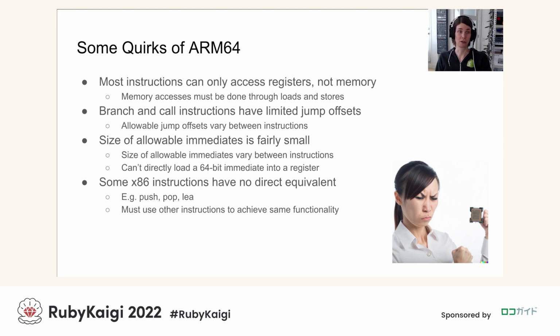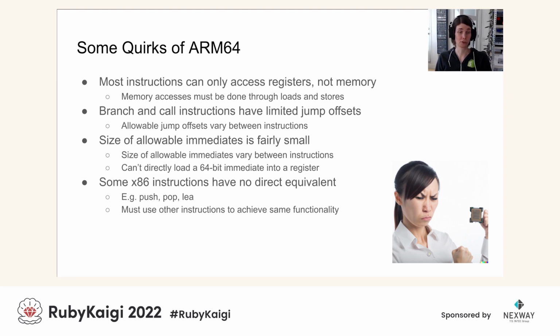x86 instructions can branch very far, but on ARM, branch and call instructions have limited jump offsets, usually something like plus or minus 1 megabyte. And also the allowable jump offsets for different instructions are not the same, so that adds some amount of complexity in code generation. The size of allowable immediates is also fairly small. On x86, most instructions can have 32-bit immediates and sometimes even 64-bit immediates. But on ARM, the number of bits for immediates that you can store inside of an instruction, again, varies for different instructions. And there's no instruction to directly load a 64-bit immediate into a register.